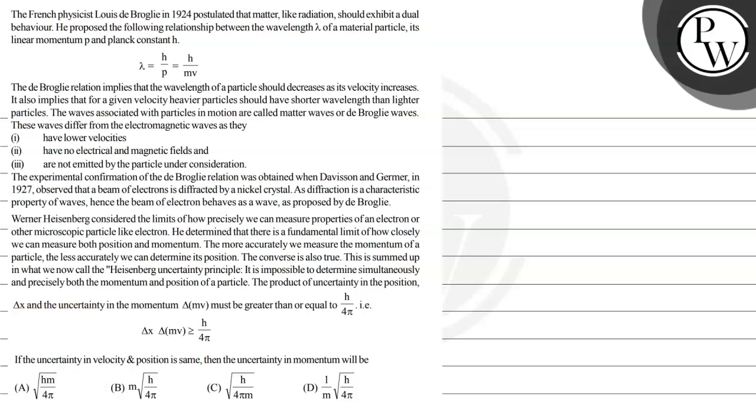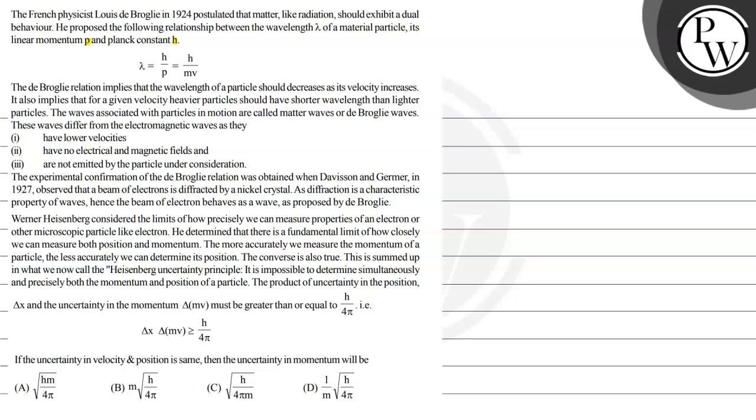So the question says, the French physicist Louis de Broglie in 1924 postulated that matter, like radiation, should exhibit a dual behavior. He proposed the following relationship between the wavelength lambda of a material particle, its linear momentum p, and Planck constant h, that is lambda equals h by p, that is h by mv.